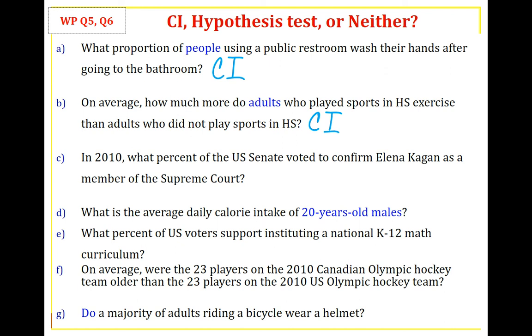In 2010, what percent of the U.S. Senate voted to confirm Elena Kagan as a member of the Supreme Court? There's no CI here. We're not looking for a range. We're not measuring anything. This is just simply a fact, so this is a neither. There's no range of data values. It's not what percent of the population would vote for. It is just simply, who did? And we're taking a measurement.